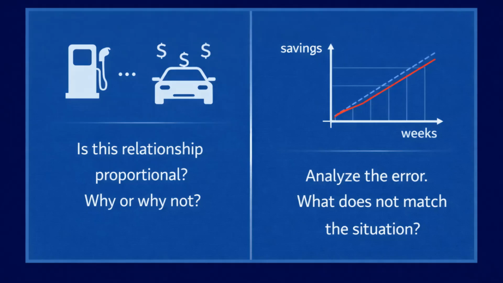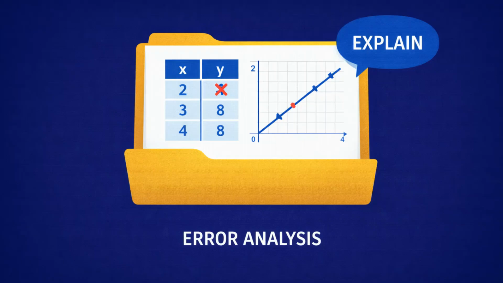Plan math-specific formative checks aligned to the success criteria. One check might present a new situation and ask students to decide proportional or not, and explain why without calculating. Another might show an incorrect graph or table and ask students to analyze the error and explain what does not match the situation. Error analysis is especially powerful in math because it reveals reasoning.